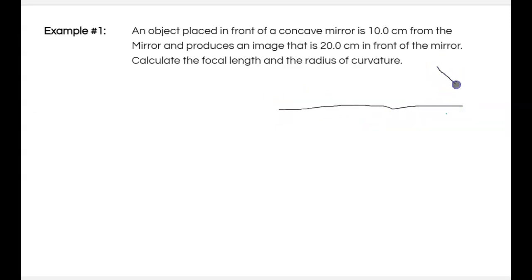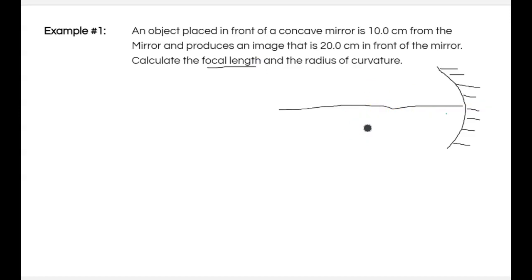I've got my principal axis, and I'm going to draw my mirror as concave. A couple of things I need to be thinking about right now: because this is a concave mirror, I'm going to expect my focal length to be a positive value. It's going to be on this side of the mirror. So I'm already making predictions about what my answer should look like.